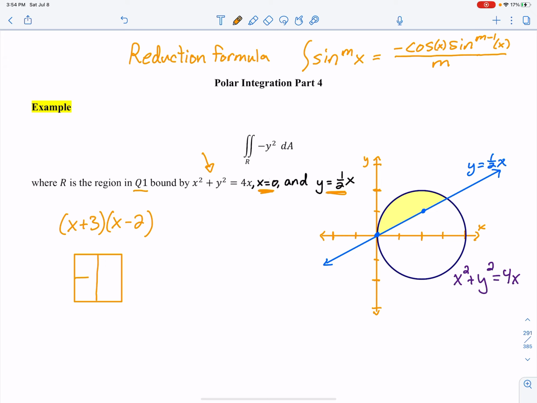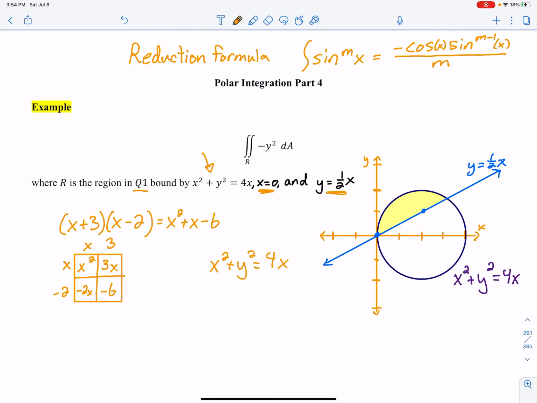I can multiply these binomials by doing an area model. I can do x plus 3, x minus 2, and then just multiply the insides by multiplying the sides. So multiplying the sides, I get that, meaning that I can just add this: x squared plus x minus 6. All right, the reason I'm showing you that, let's take x squared plus y squared equals 4x.